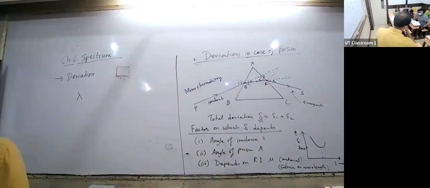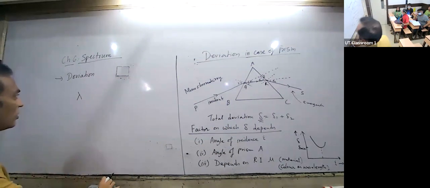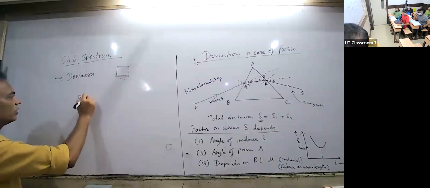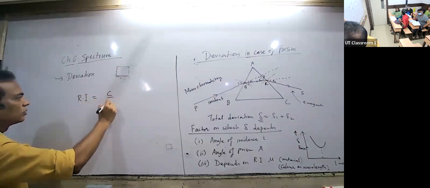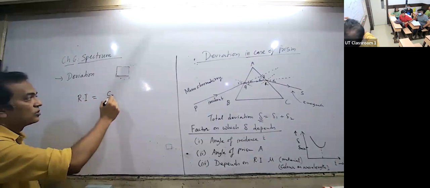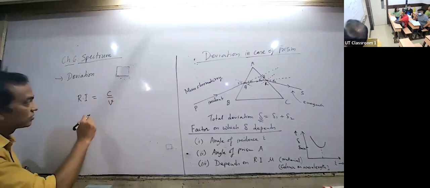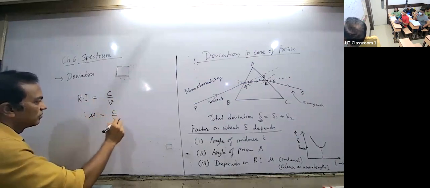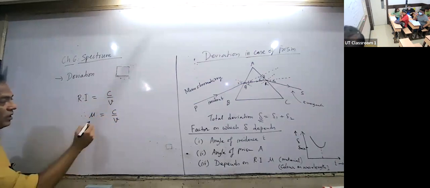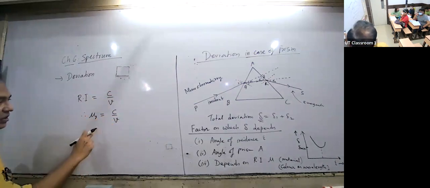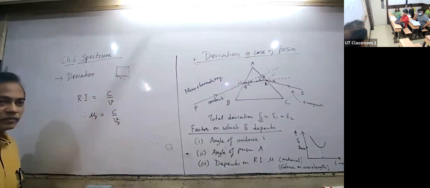Wavelength: f is equal to v by lambda. Refractive index is this formula, right? Mu equals C by v, where C is constant, the speed of light in air. Let's say the material of the prism is glass. So the refractive index of glass is C by Vg.